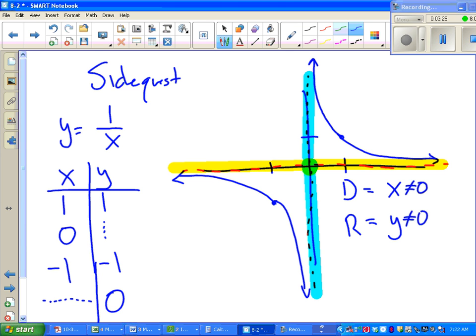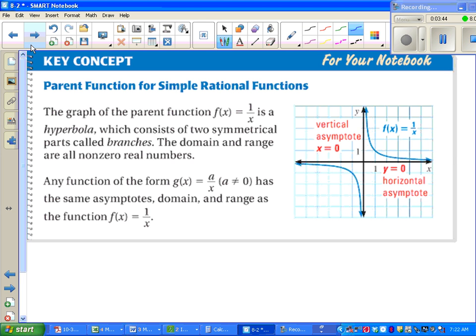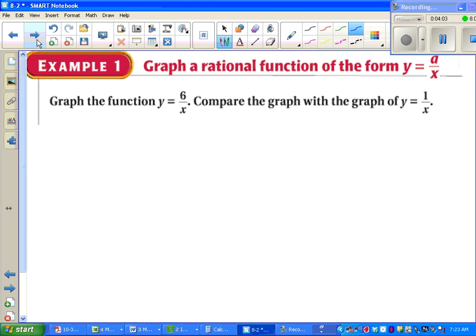Concept summary, you always have a horizontal asymptote, a vertical asymptote, and then 2 pieces of the curve that don't touch. That's what rational functions look like. This key concept kind of tells you the same stuff. It tells you about the vertical asymptote, the horizontal asymptote, and what the curve looks like. So go ahead and pause the video and write down anything there that you think is important. And now we'll move on.